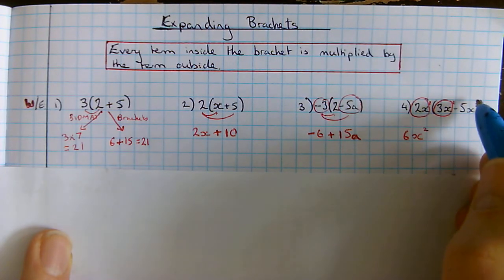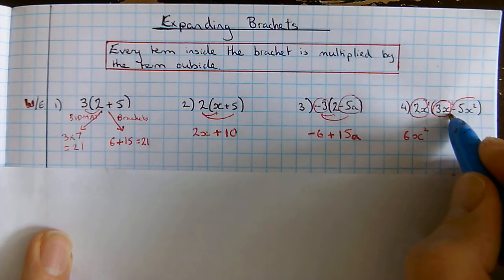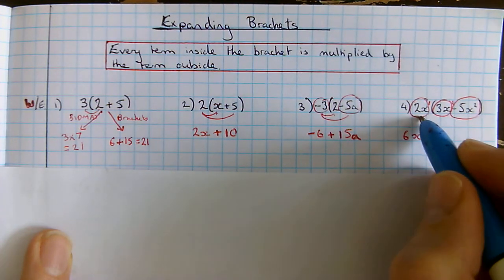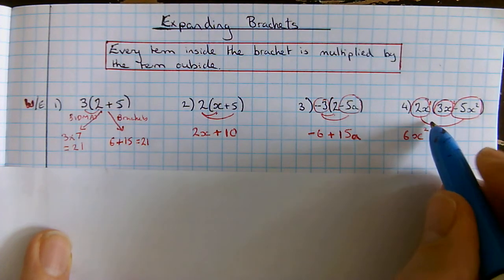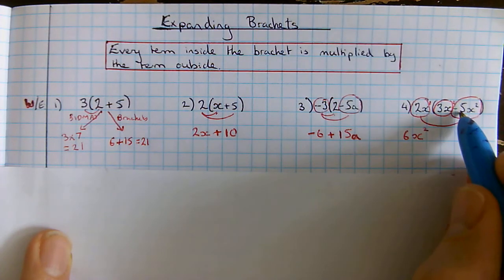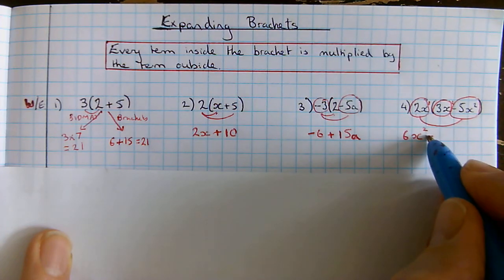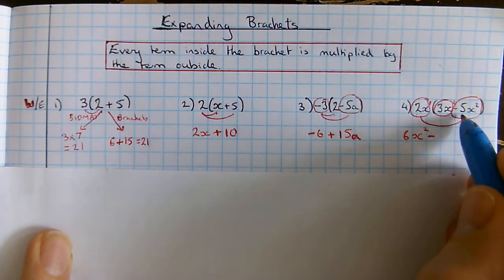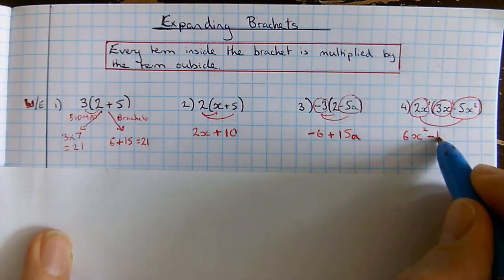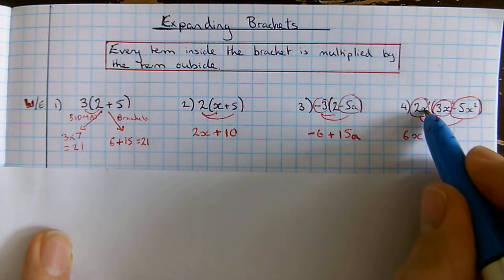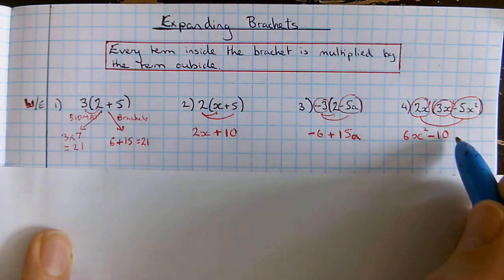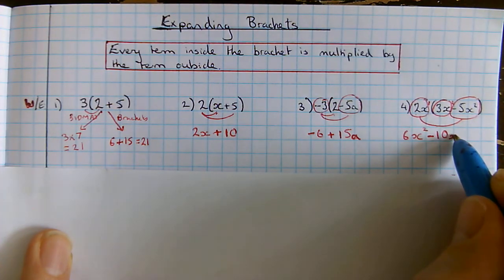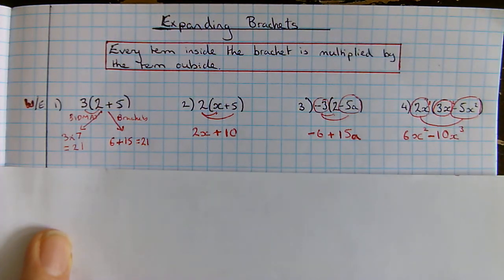We're now going to try and do it with my minus 5x squared. So again, I'm doing my 2x times my negative 5x squared. I've got a positive times a negative, so it's going to give me a negative answer. 2 times 5 gives me 10. x to the power of 1 times x squared, add the powers, 1 plus 2 gives me 3. 6x squared minus 10x cubed.